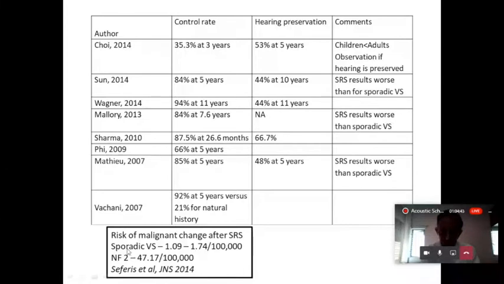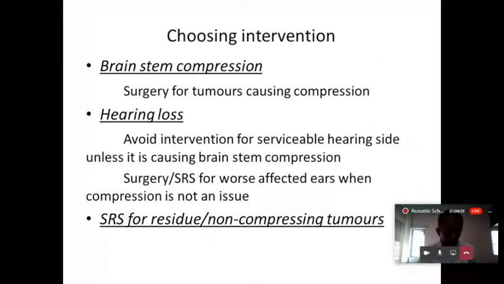So how do you choose the intervention? Let me summarize. If there is brainstem compression, you need to operate on the patient and take out the tumor which is causing the compression. Sometimes it's just one side, sometimes it's both sides, but you try to preserve the facial function at least. It is unlikely that you'll preserve hearing function. As far as hearing loss is concerned, avoid interventions on the side which has serviceable hearing, unless of course it's also the side where the brainstem is being compressed. So brainstem compression finally decides whether you need to operate or not.